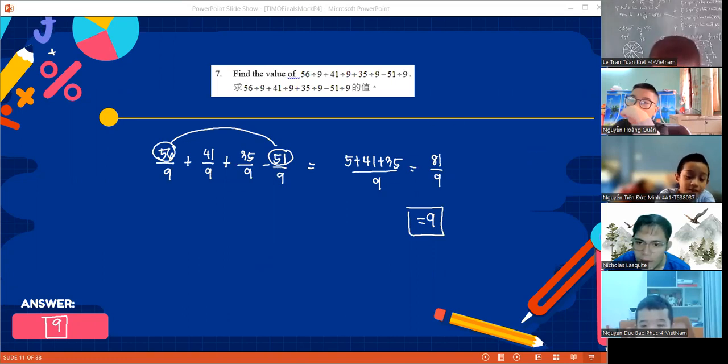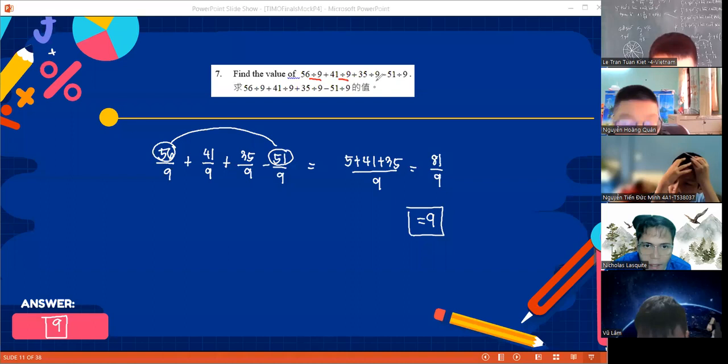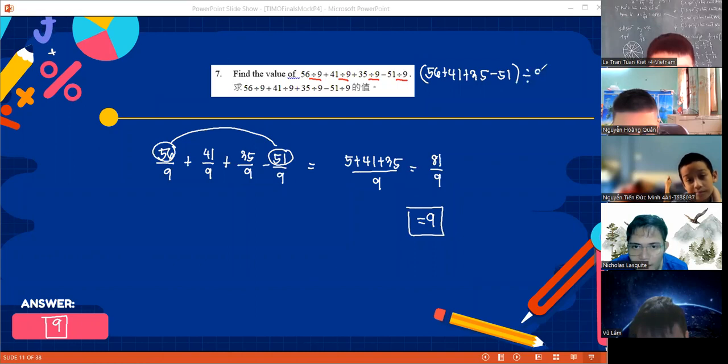This is just an easy question. Again, you need to simplify the problem first. Some of my tutees factor out the divided by 9, because they are basically all the same. So you'll get 56 plus 41 plus 35 minus 51, and then divided by 9. Still the same, this results in 81 divided by 9, which is still 9.